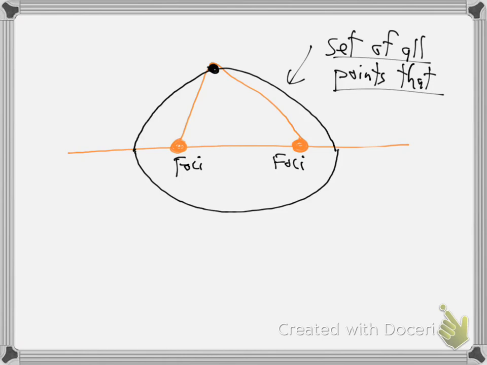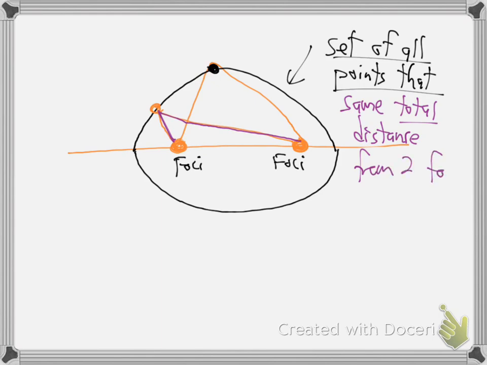Think about this for a minute. Let's do another point over here, and however far the string goes there and there, what do we know? In fact, let me make it a different color. One's getting shorter, one's getting longer, but the total stays the same. The 2 purple pieces have to add up to be the same as the 2 orange pieces, because it's the total amount of string. So the ellipse is the set of all points that have the same total distance, the total of the 2 distances from the 2 foci. That's what it is, right?